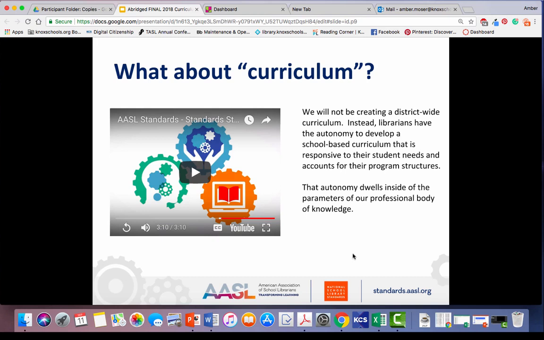So instead of that, you, the individual practitioner, are being empowered to create a curriculum that's responsive to your student needs and your program design. So the good news is, hooray, you get to decide what goes on in your program. But the bad news is, you have to decide what goes on in your program.